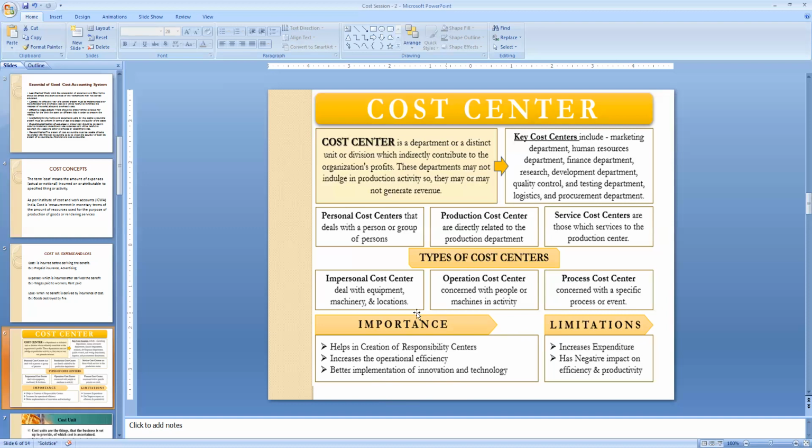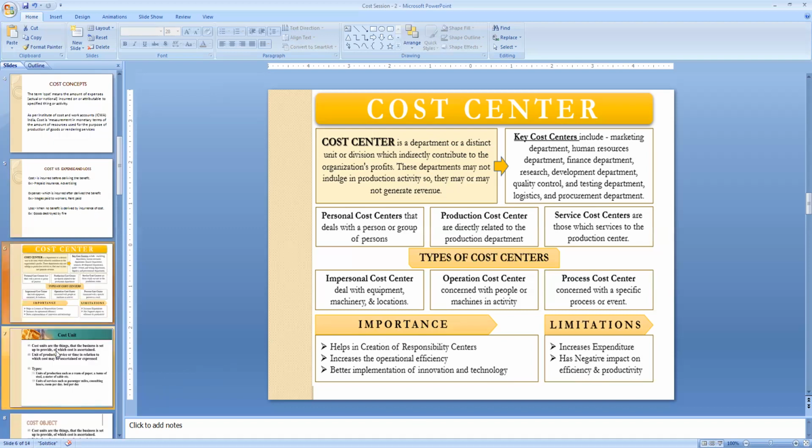Then what are the benefits that we avail with the help of cost centers? It helps the organization create responsibility centers, and it also increases operational efficiency, right? And it allows better implementation of innovation and new technology. Then the drawbacks we see are that some of the cost centers are not rendering any revenue but increase the expenditure, and they also have a negative impact on the efficiency and productivity of a particular thing.